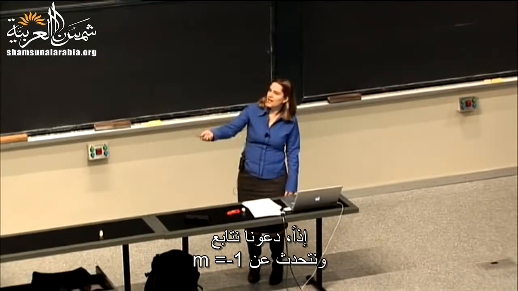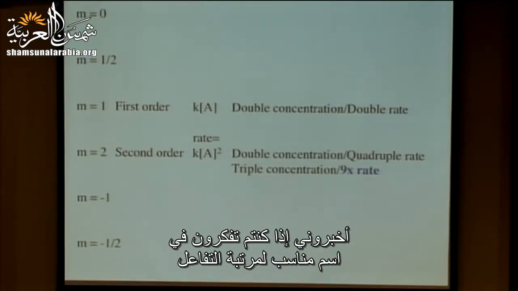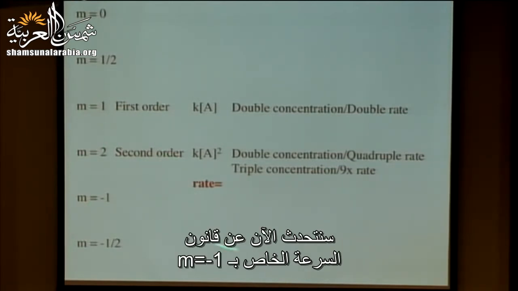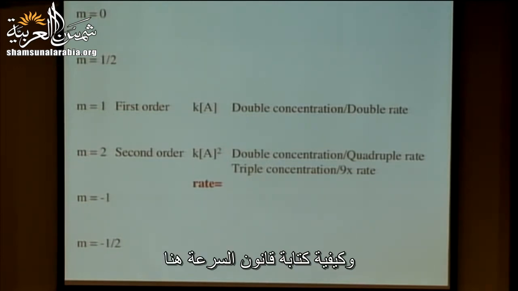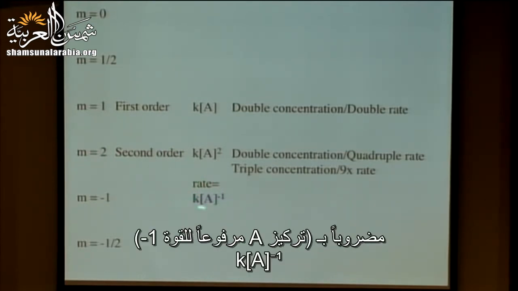All right, so let's move down and talk about m equals minus 1. If you think of a good name for this, let me know, because no one ever calls that anything. So we can leave that blank and go ahead and talk about what the rate would be there and how we would write the rate law. And so the rate law then would be k, our rate constant, times the concentration of A raised to the minus 1.